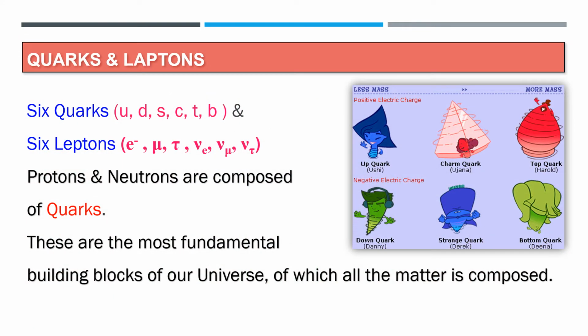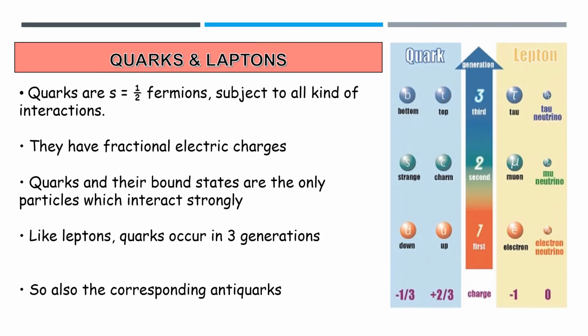Let's understand a little bit about quarks and leptons. These are the most fundamental building blocks of our universe. There are altogether 6 quarks, up, down, strange, charm, top, bottom, and 6 leptons, electron, mu, tau, and their corresponding 3 neutrinos. All these 6 quarks and the 6 leptons have their corresponding antiparticles. As mentioned earlier, both the quarks and the leptons are fermions, that is spin half integral particles. Quarks have fractional electronic charge and so also are the antiquarks. Both the quarks and the leptons are generally classified into 3 generations.